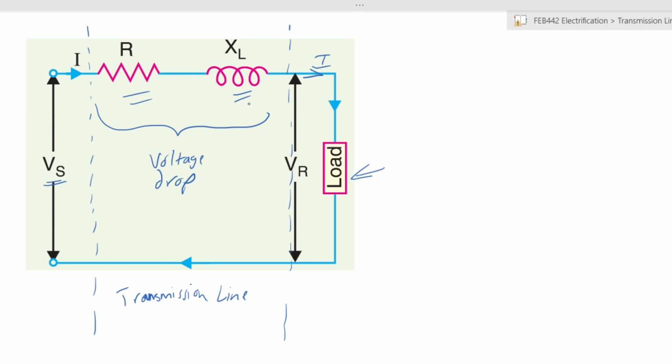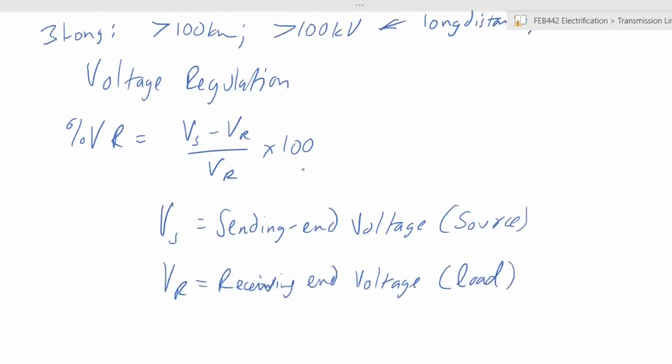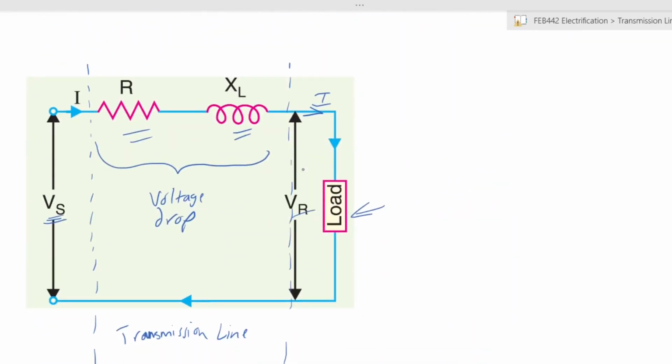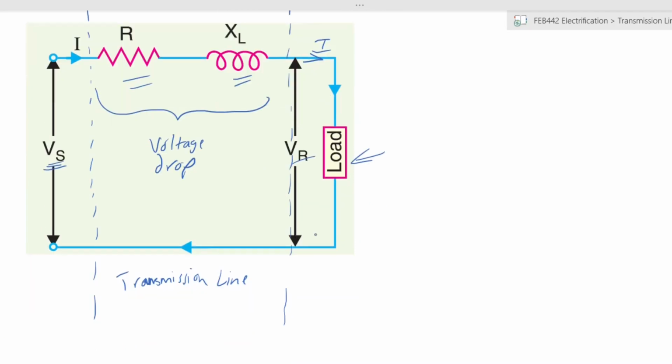Even though you have a voltage drop, remember that the current itself remains the same. It will still supply the load. It will flow through the source, the transmission line, to the load. What changes is your voltage. Remember, we are looking at voltage regulation. What is the difference between what you send from your source and what you receive at your load? So let's look at that.